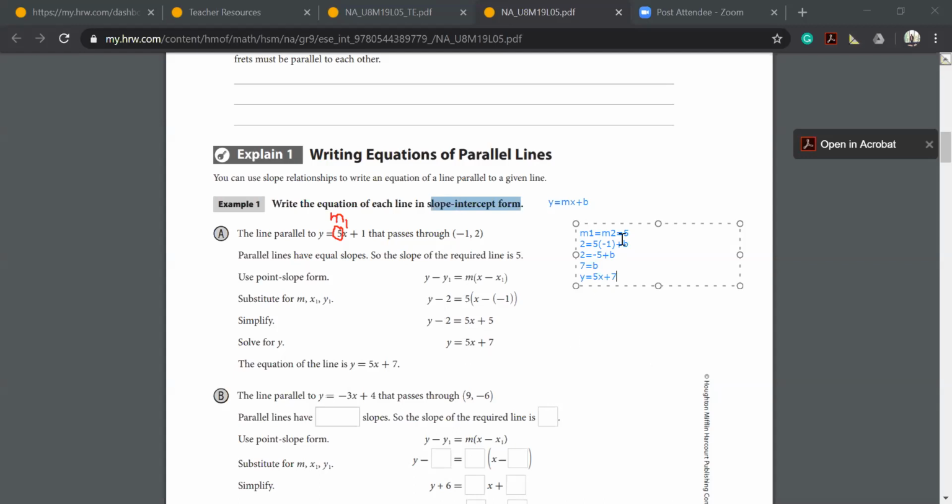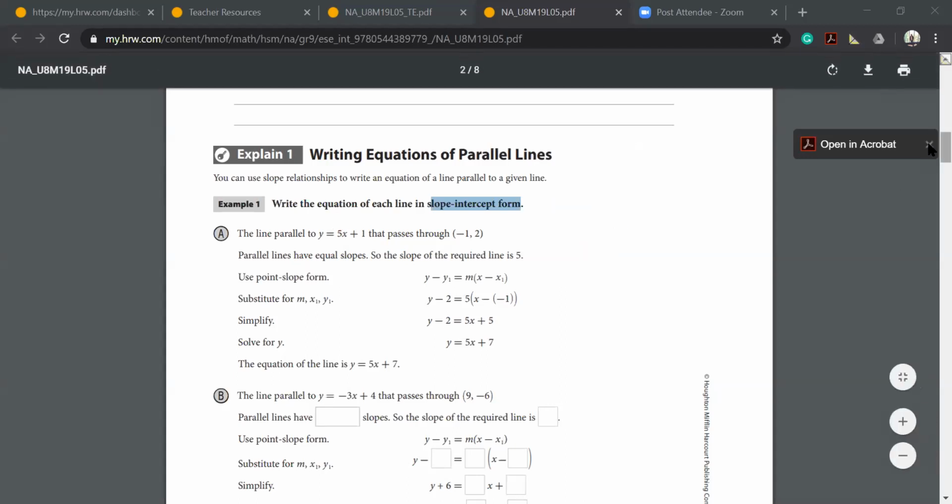Anyway, at the end, we reach the slope intercept form. Okay? So this is my solution. You can write it here beside the question, and then you are required to do question B by yourself. The same idea. Very easy.